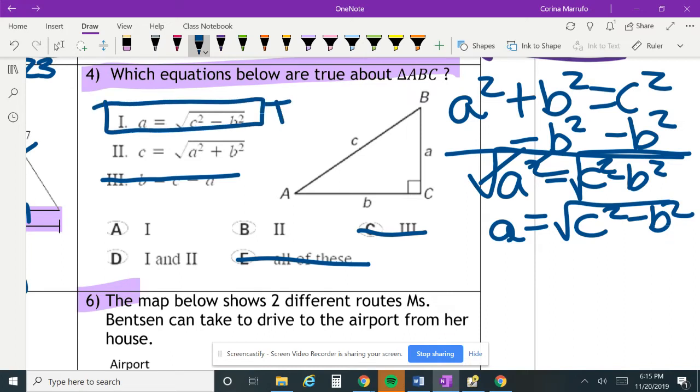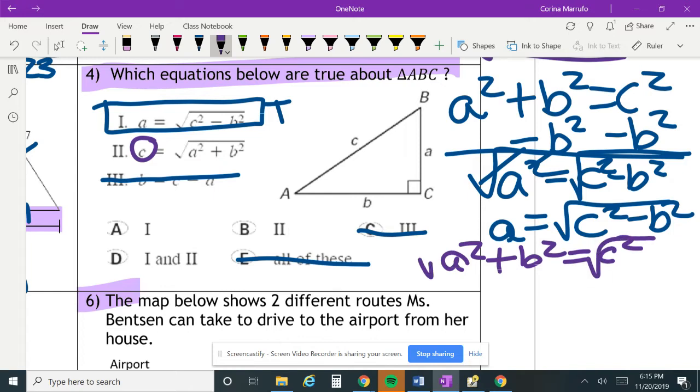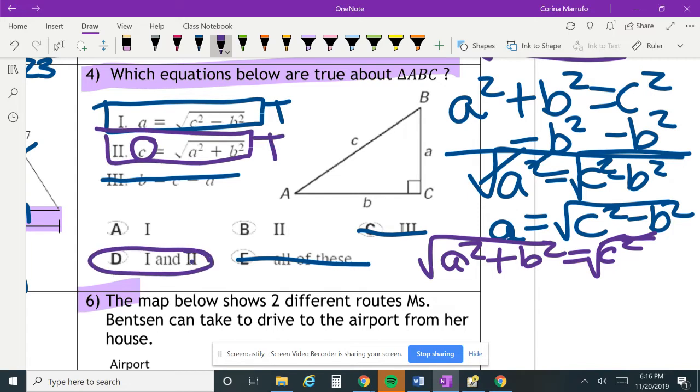Okay. Then we have A squared plus B squared equals C squared. And this time we are solving for C. So here, we take the square root. What we do to one side, we have to do to the other side. And so here the square root and the square root cancel. That means that C is equal to the square root of A squared plus B squared. So that means this is true. So 1 and 2 are true. The answer choice is D.